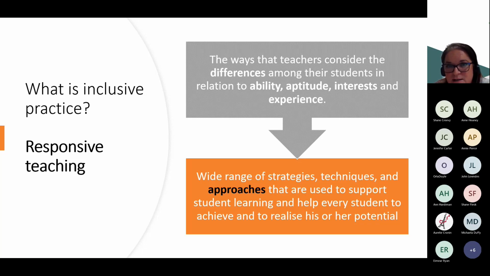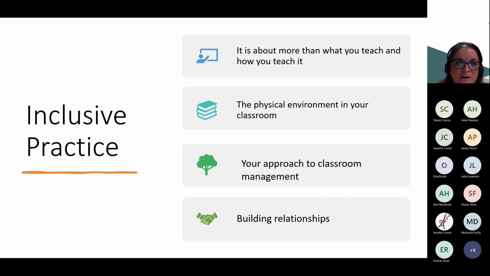A key word that stands out to me here is approaches we use to support student learning, as this encompasses more than just the what and how we teach subject content. Just another note on inclusive practice again, to reiterate that it's more about what you teach and how you teach it. It's the physical environment of your classroom, it's your approach to classroom management, and it's about building relationships.